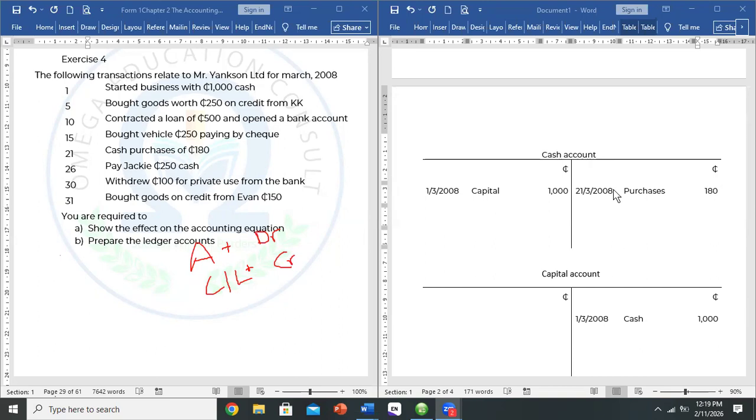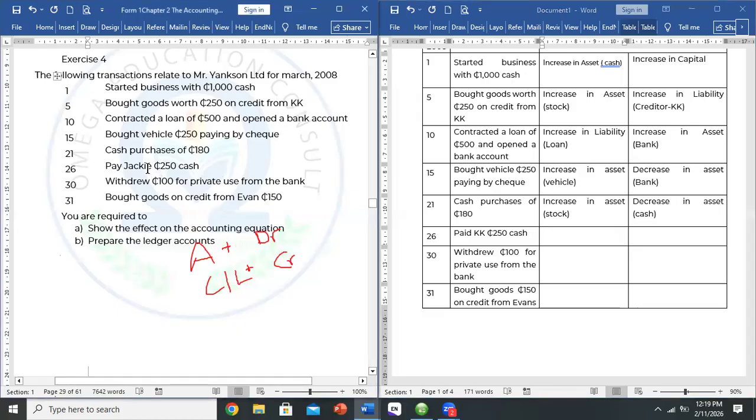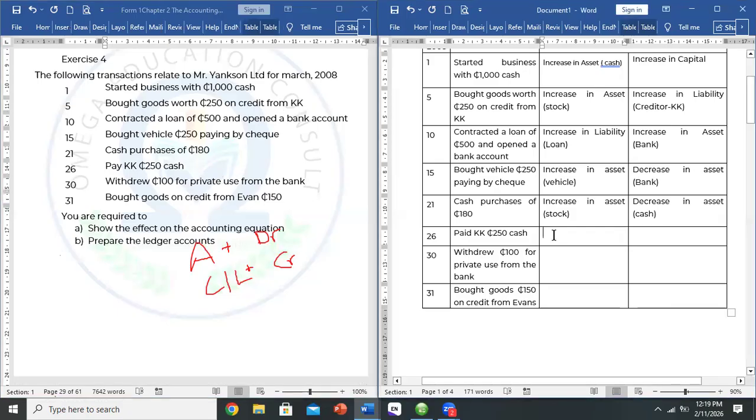Okay. So let's go and put in the effects. So I think that's an error here. This should have been KK and not Jackie, right? So let me do the correction. KK. So it now makes sense that KK was the person we bought goods from and didn't pay. So we owed KK, right? Great. It makes sense. But if in the question it was Jackie, you don't see that Jackie is somebody you know, you still go ahead and do that. It will be correct. Okay. So please take note of the correction. It should be pay KK 250 cash.